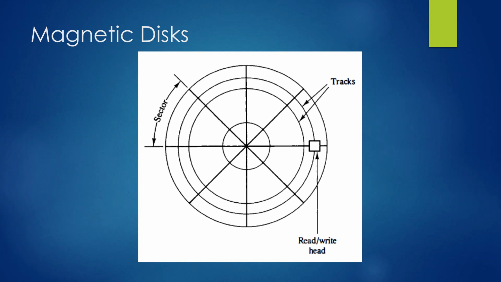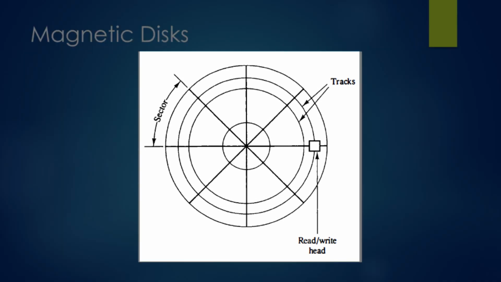Now in this diagram you can see that we have a disk. The square symbol shown here is nothing but a read-write head. You can see three circles here. These circles are tracks, and the area inside a particular circle is known as a sector. This track, sector and read-write head will be more clear in the next slide. Look at this slide.